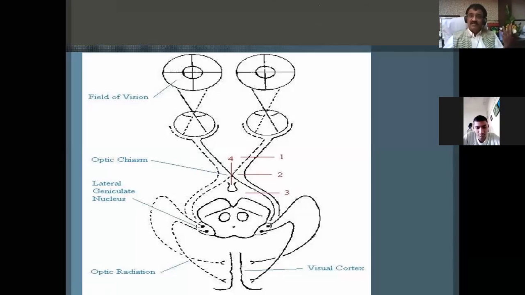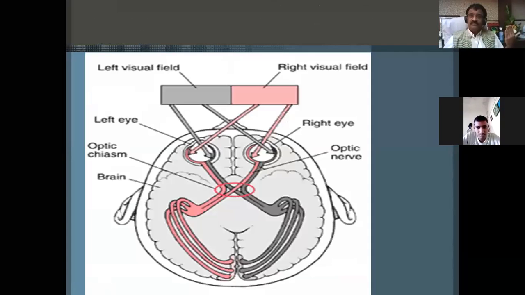But mostly visual pathways are asked in the physiology paper. The same part of the visual field and the visual pathway from the right and left eye go to which lobe of the cerebrum? Cerebral hemisphere, occipital lobe.